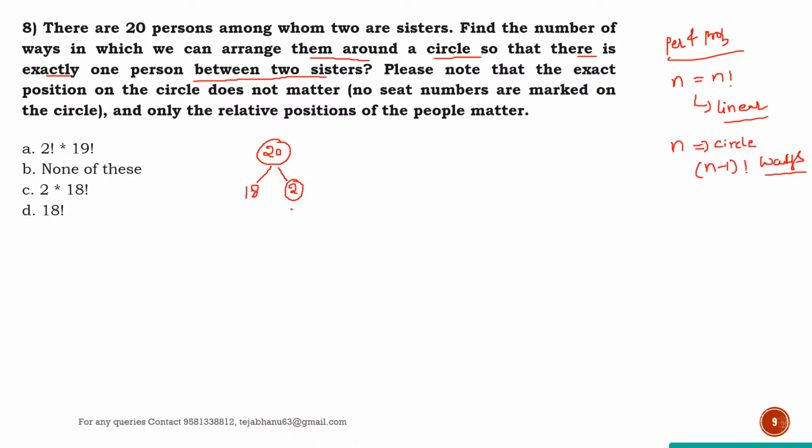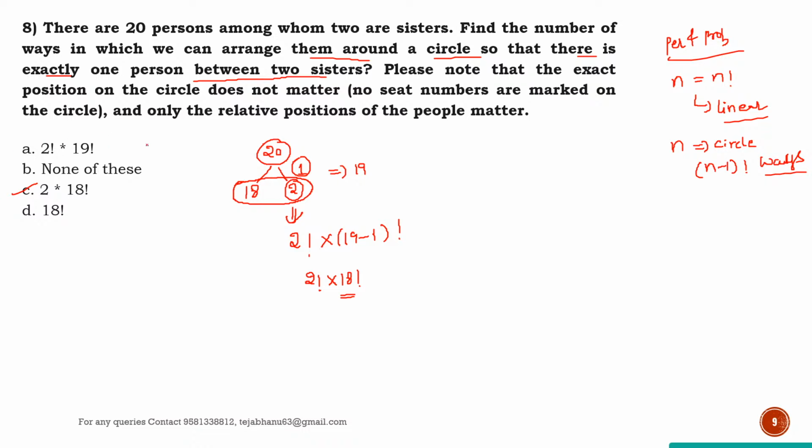See, these two sisters can be arranged in 2 factorial ways. And now we have to arrange the 18, and these two sisters belong to one group. Total there are 19 groups. So 2 factorial into 19 minus 1 factorial ways we can arrange. 2 factorial into 18 factorial. So the answer is C, 2 factorial into 18 factorial.